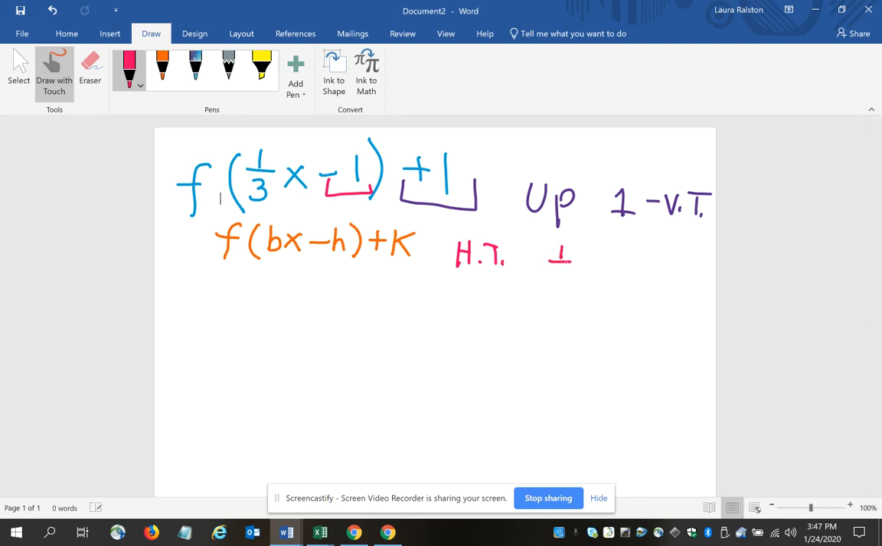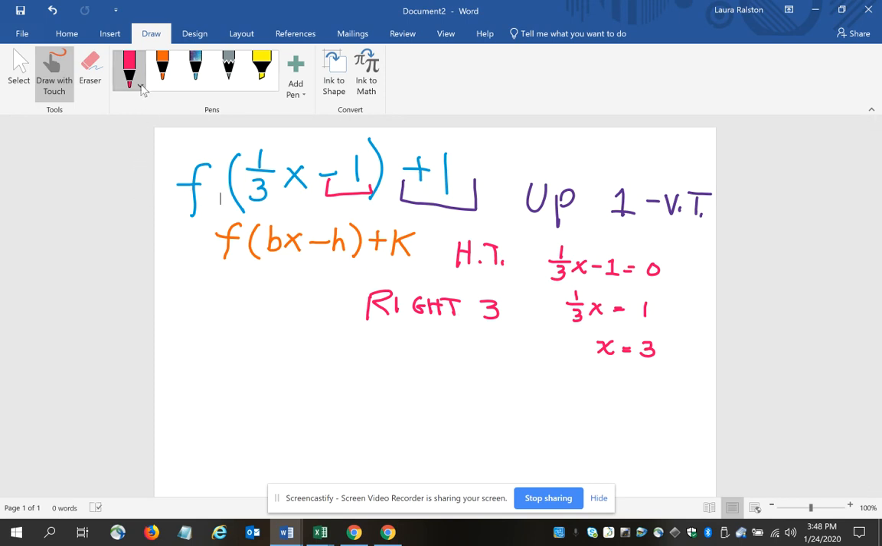And I'm going to take 1/3 x minus 1, set it equal to 0. So I have 1/3 x equals 1. If I multiply both sides by 3, x equals 3. So my horizontal translation, because it's positive 3, is going to go right 3 units. And again that's kind of tricky because of the fraction in there.